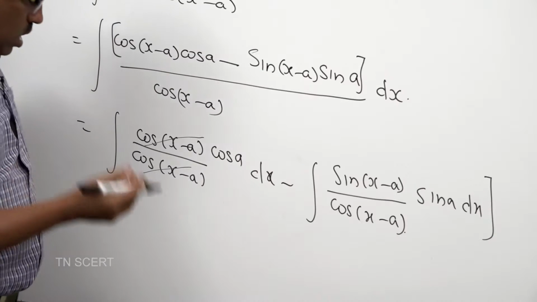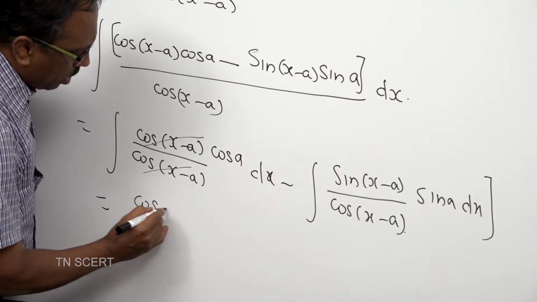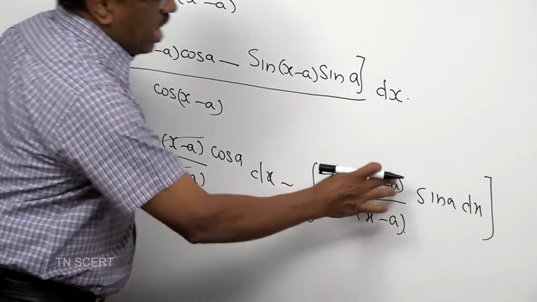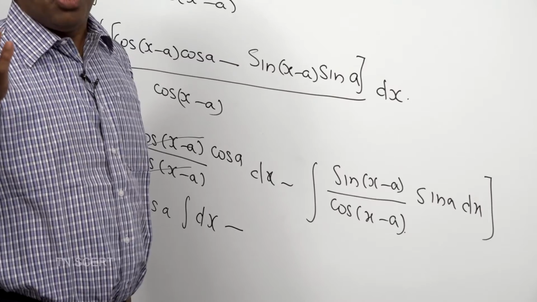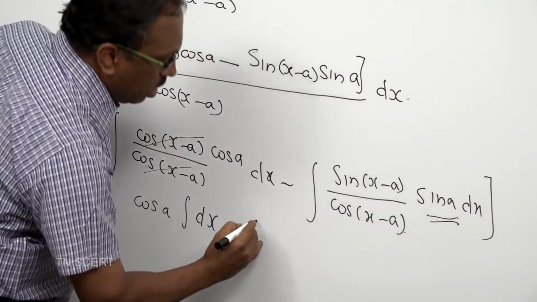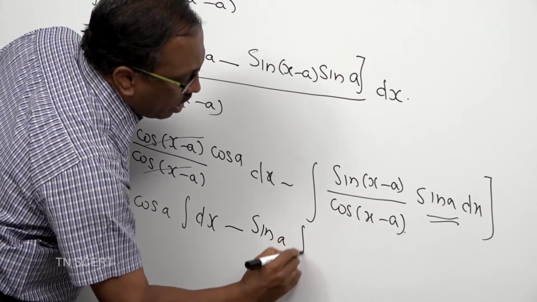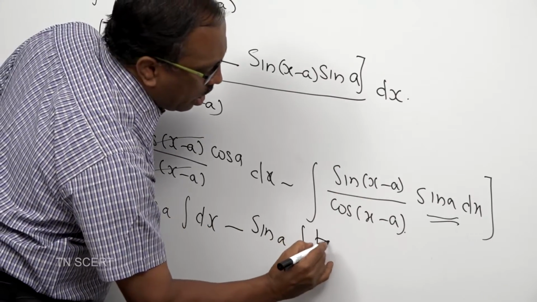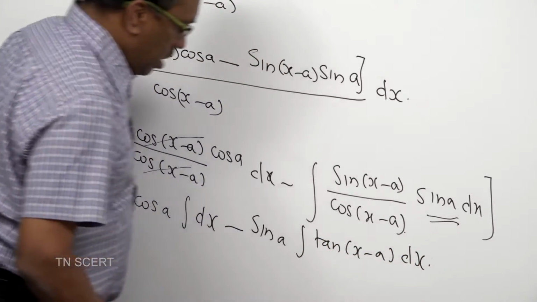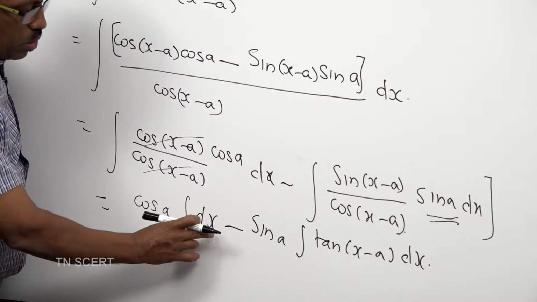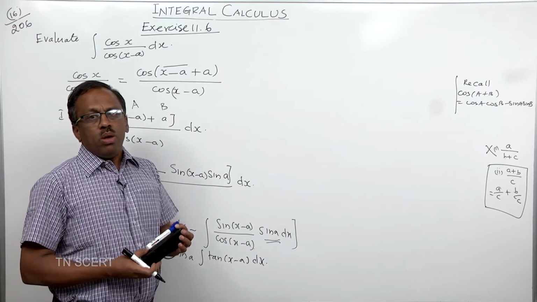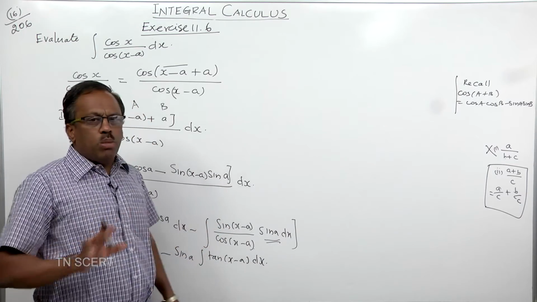Cos a is nothing but a constant. You take it out of the integral, cos a integral dx minus sin by cos is nothing but tan, that you know. Sin a is nothing but a constant, take it out of the integral. So, minus sin a integral sin by cos is tan of (x minus a) dx. Remember that cos a into dx minus sin a into tan of (x minus a) into dx. So, is the problem over or not?